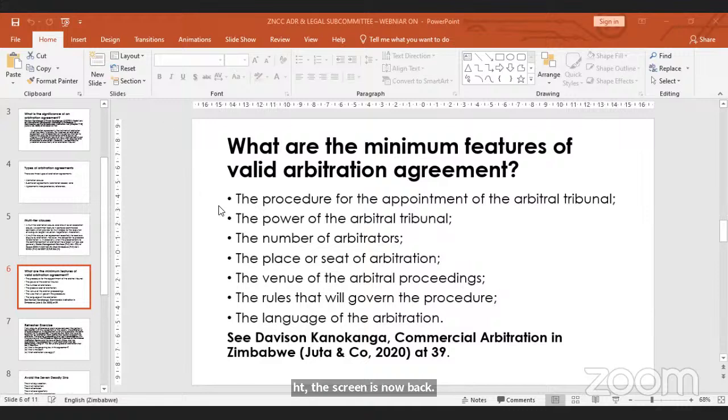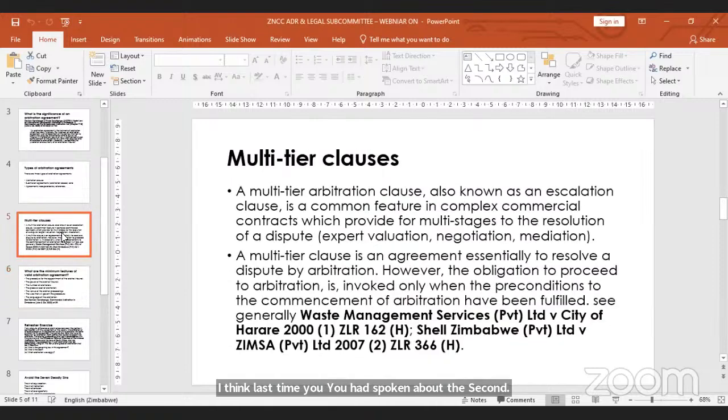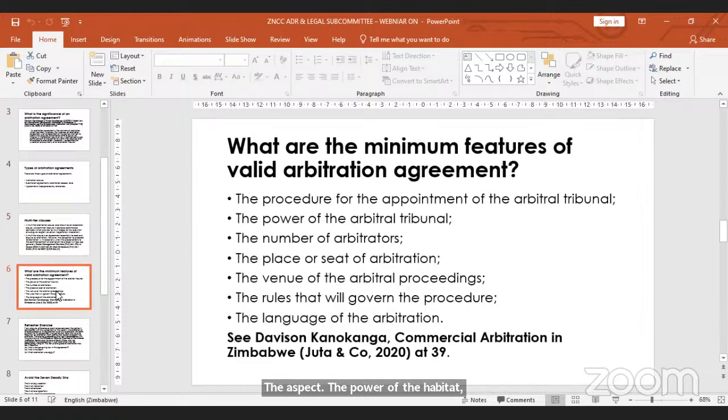All right. I think last time you had spoken about the second aspect, the power of the arbitral tribunal. All right, so I'll carry on from there.